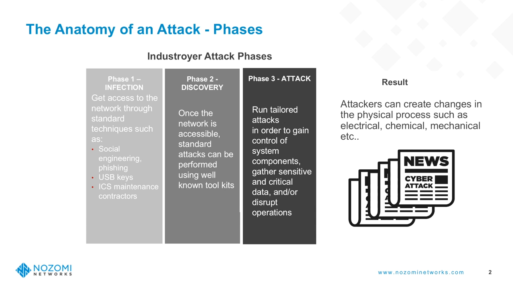Industroyer can be distilled into three basic phases of an attack: an infection phase, a discovery phase, and the ultimate attack phase, when it runs tailored attacks to gain access and control of system components, gather sensitive information, or disrupt or shut down operations, thus putting you on the front page of the newspaper under the title Cyber Attack: Where You Don't Want to Be.